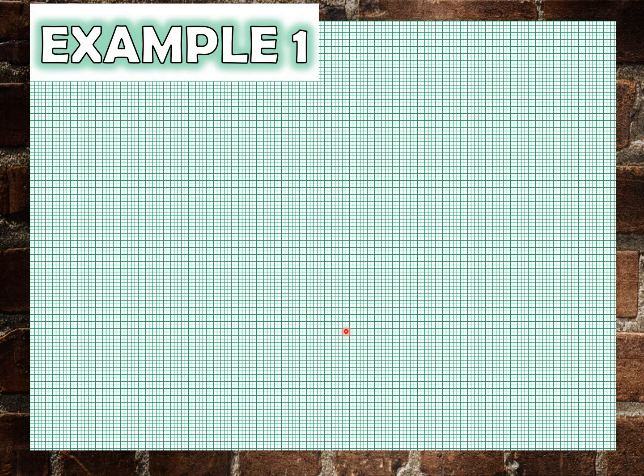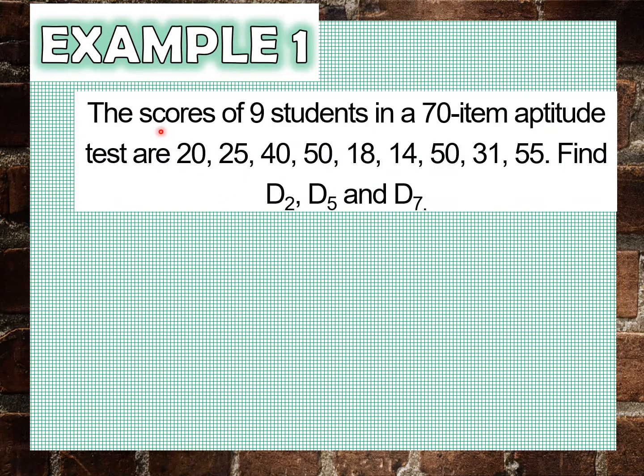Let's have an example in solving deciles. So, we have here the scores of 9 students in a 7-item aptitude test, which are 20, 25, 40, 50, 18, 14, 50, 31, and 55. We need to find the second decile, fifth decile, and the 7th decile.